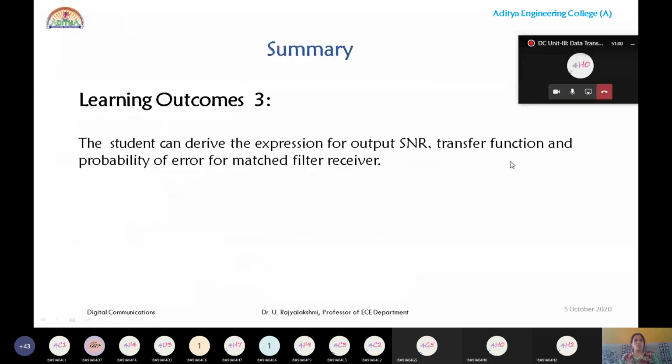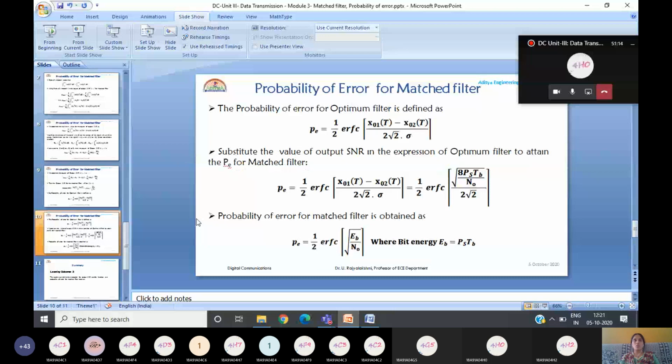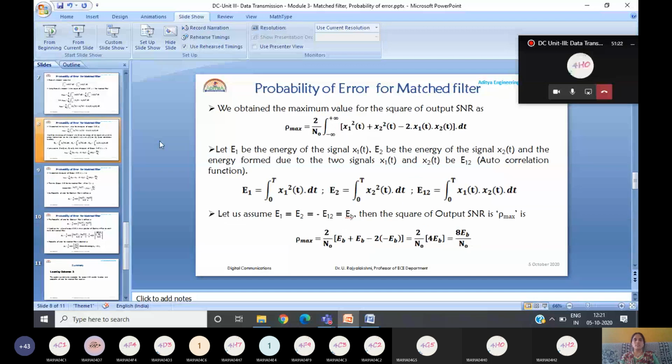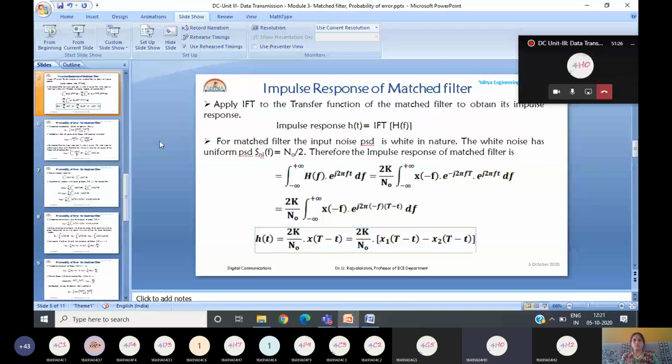Okay. So with this module, you should be able to derive the expression for output SNR, transfer function, and probability of error for matched filter receiver. Now, can any one of the students please tell me what is the probability of error expression for matched filter? How much did we get? 1 by 2 ERFC root over EB by N naught.